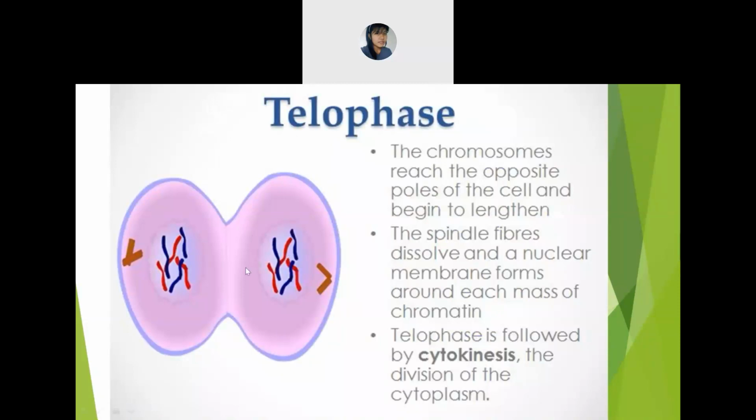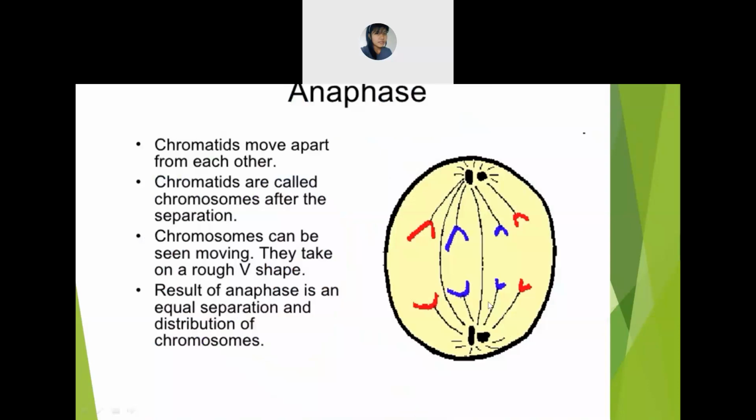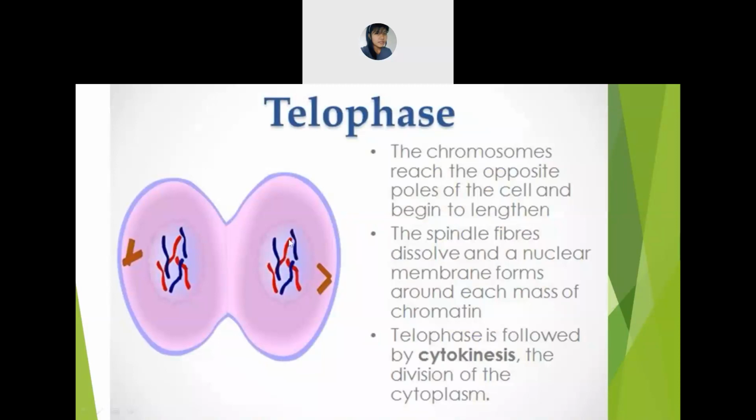This is the nuclear membrane. They will form on each side of the chromatid, this and this. Before it was not there. But here you will find the nuclear membrane in both of these chromatids. And it is followed by what? It is followed by the cytokinesis. Cytokinesis is what? Division of the cell. I mean these both cells. Division of the cell. This is the cytokinesis. Is it clear?